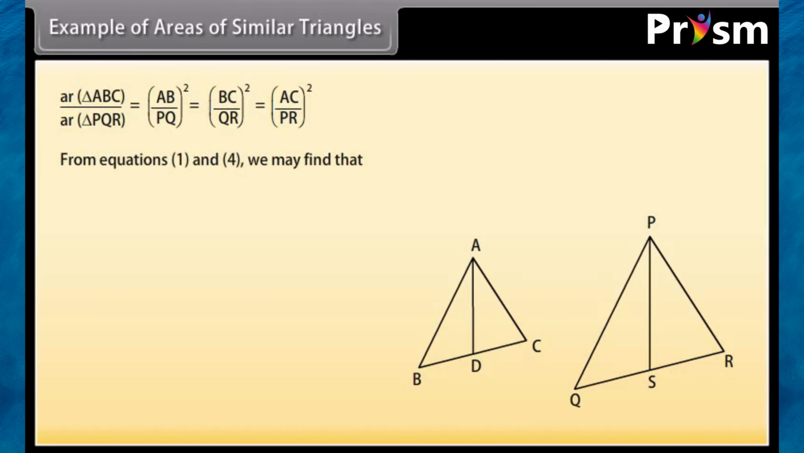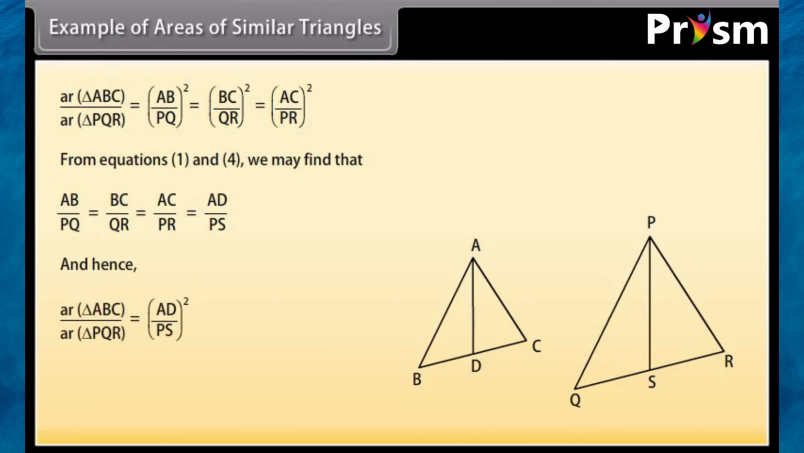From equations 1 and 4, we find that AB upon PQ equals BC upon QR equals AC upon PR, which is equal to AD upon PS. And hence, area of triangle ABC upon area of triangle PQR equals AD upon PS whole square.